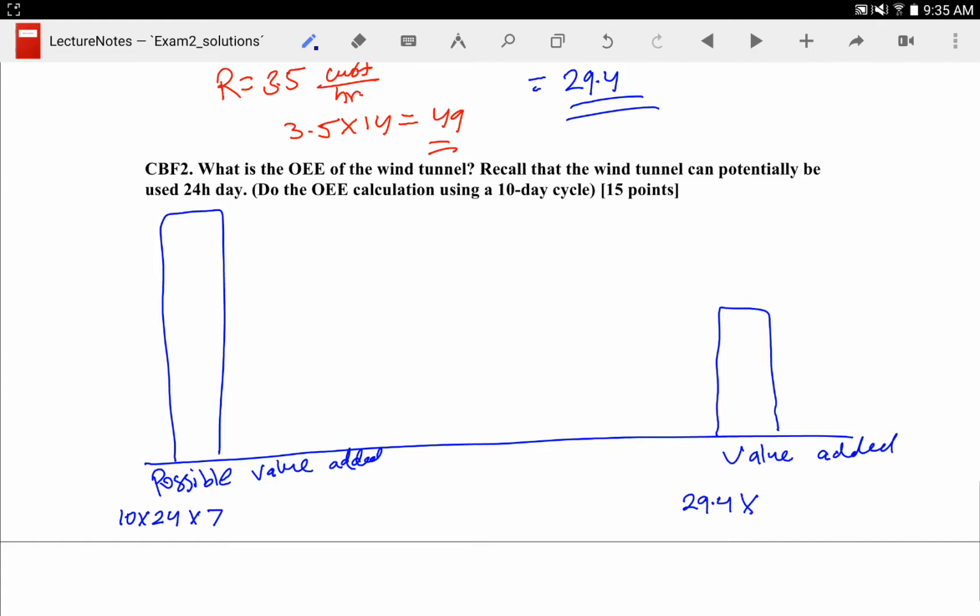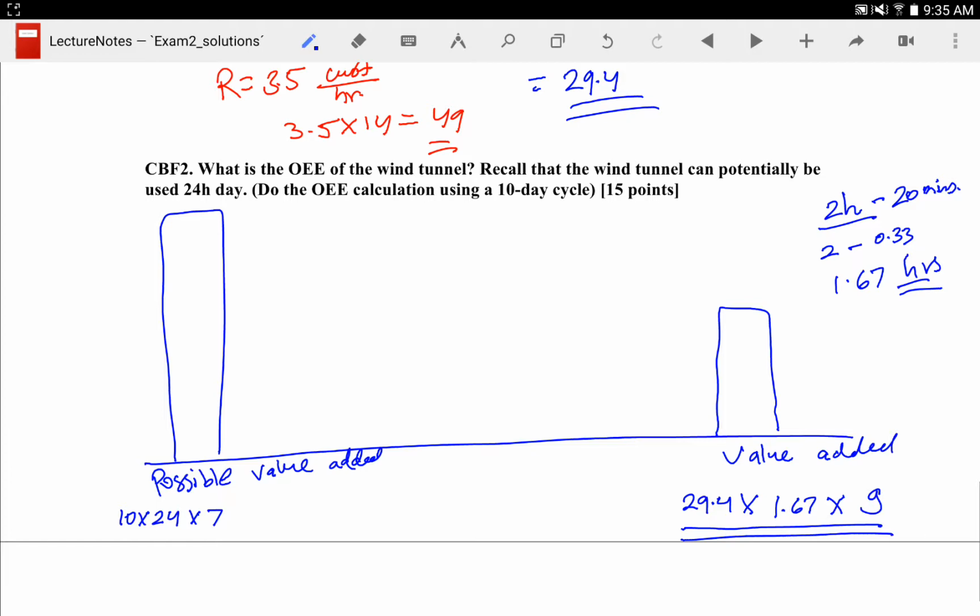For each customer, even though we work for 2 hours, we have to subtract 20 minutes, because that 20 minutes could have been done outside. So 2 hours minus 20 minutes is 0.33 hours, so 1.67 hours of value is added per customer. Times 29.4 customers per day, over 9 days, this is how much value is being added in that 10-day period. This is how much value could have been added. So you can find the ratio. It comes to about 26.3%.